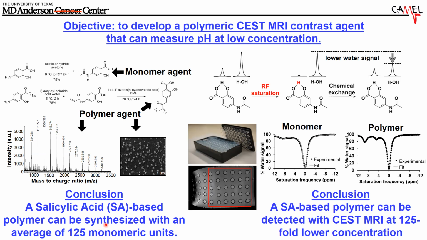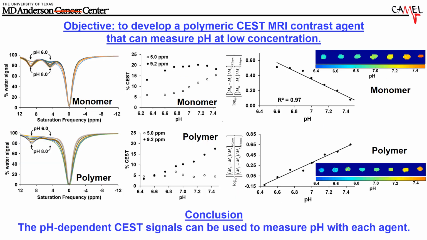We then demonstrated that this polymer agent can generate a CEST effect at two chemical shifts, 9.2 and 5 ppm. And the monomer also has CEST at those frequencies as well. Then we were able to show that both the monomer and polymeric agents can be used to measure pH.